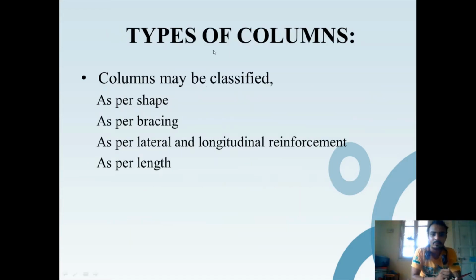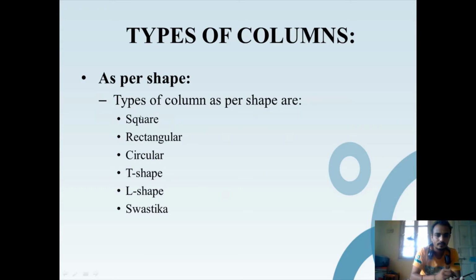Now we have the types of column. Columns may be classified as per shape, bracing, lateral and longitudinal reinforcement, and length. First is as per shape. As per shape, we have square, rectangular, circular, T shape, and L shape.